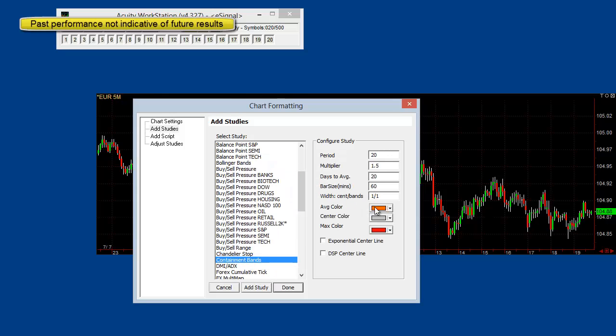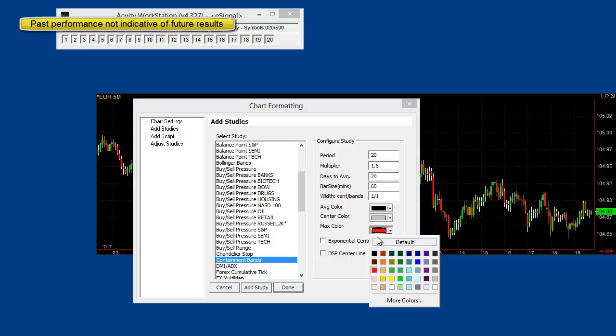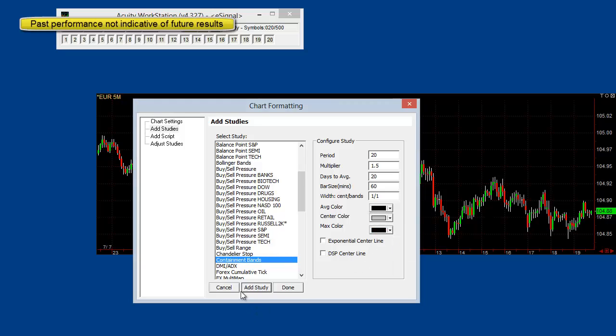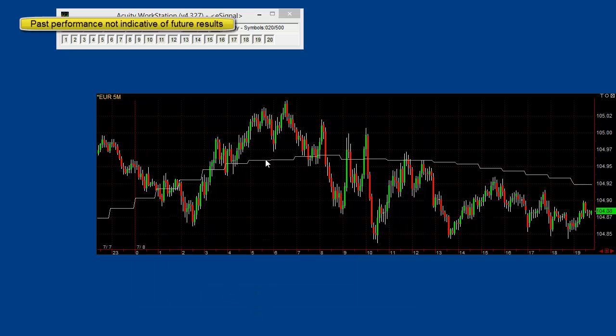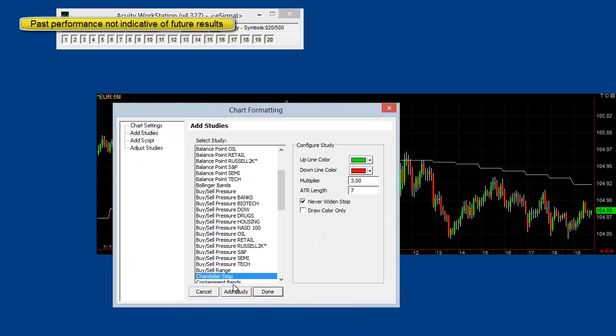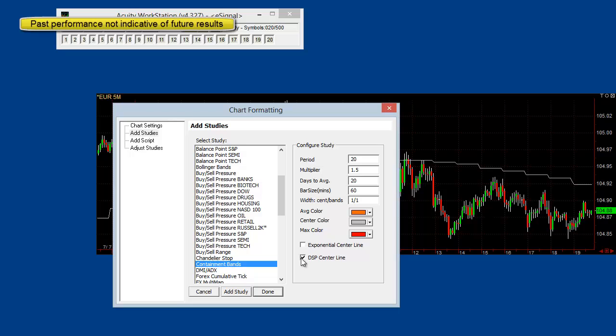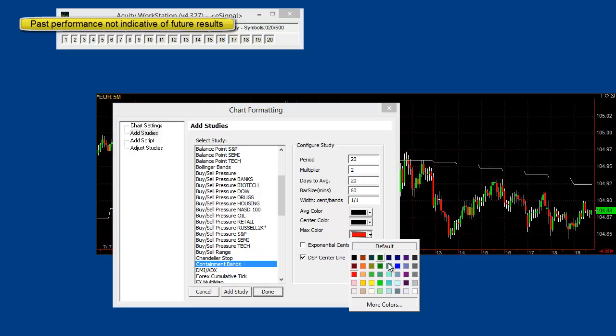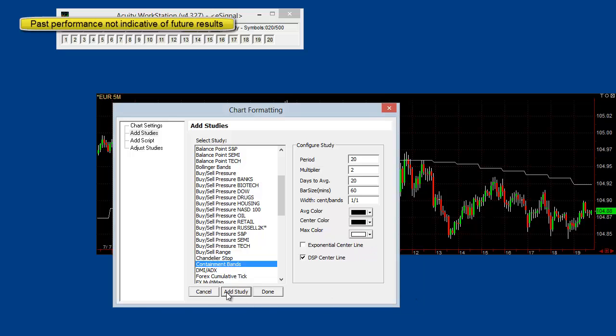You want to see what the hourly moving average is. When it's above that, you want to buy. When it's below that, you want to sell that particular currency. And also the containment bands with the DSP, digital signal processing, are super fast and tend to let you know when a currency is going to reverse. We add the 1.5 and 2.0.